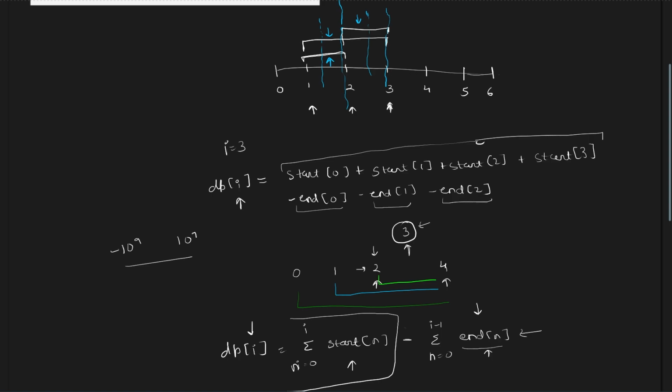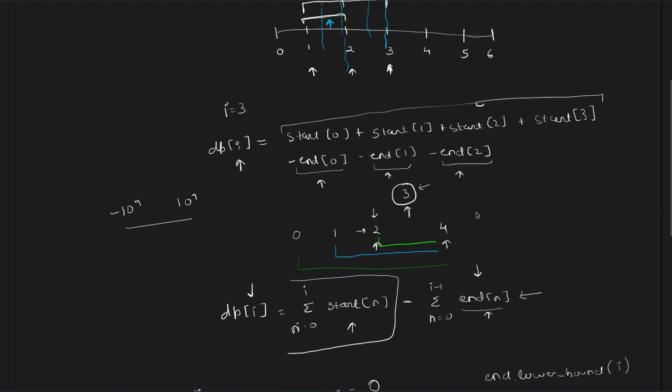In case of I equals 3, the answer will be all the points that have started at index 0, started at index 1, started at index 2, started at index 3. These are the possible contributors to my answer. Now all the lines that have ended at 0, ended at 1 and ended at 2, that means that have ended before even reaching my current point, they are going to be removed from my answer because they're not going to contribute, right? So this is the value of dp of I. Now we discussed what can be the possible answers.